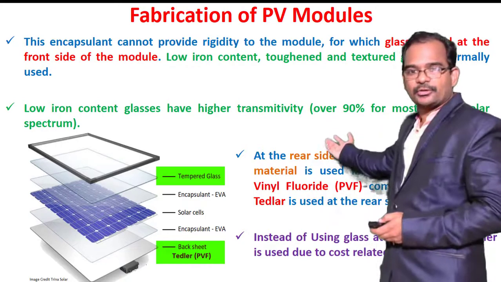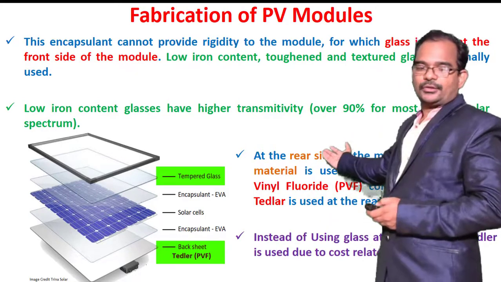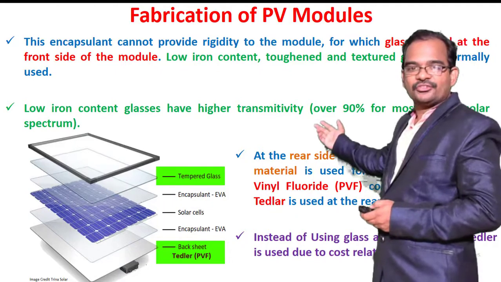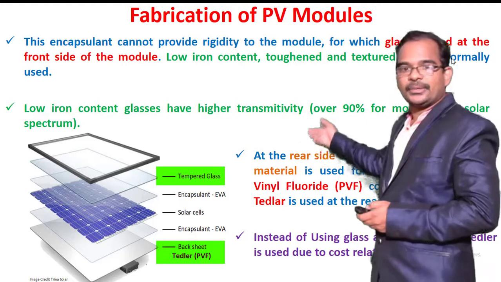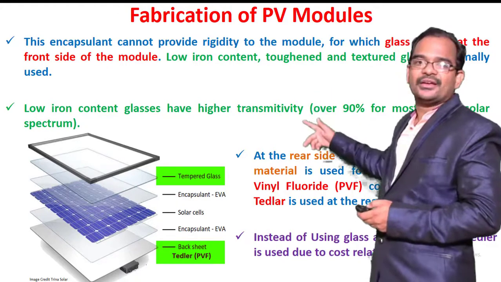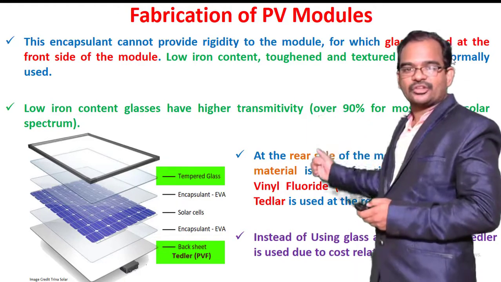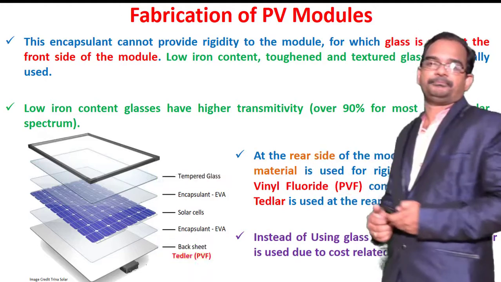You can see it in the figure over here. We have first the solar cells, and these are sandwiched in between two encapsulant EVA layers, and this complete combination is sandwiched again in between a tempered glass at the top and a backsheet or Tedlar at the bottom.